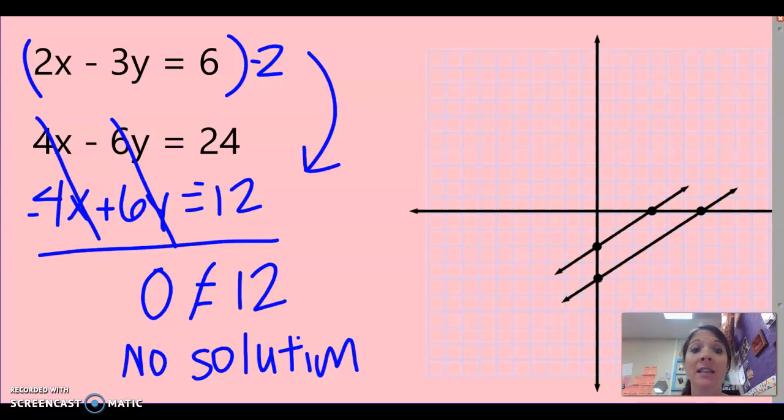If I would, in fact, have the same solution in both of them, where everything cancels, let's just pretend that this was a negative 24 and that was 0, that, again, would be infinite solutions because 0 does, in fact, equal 0.